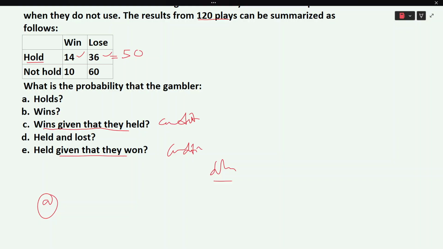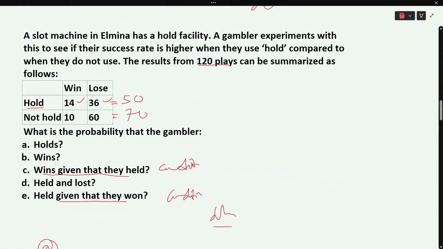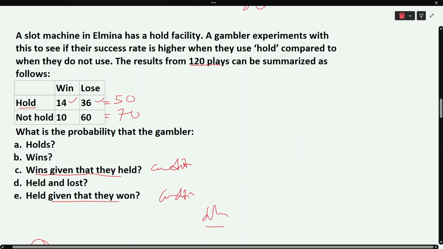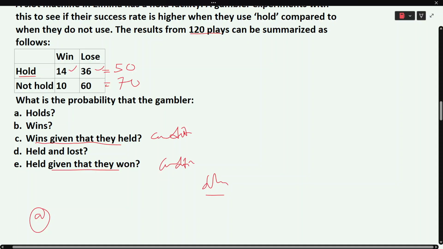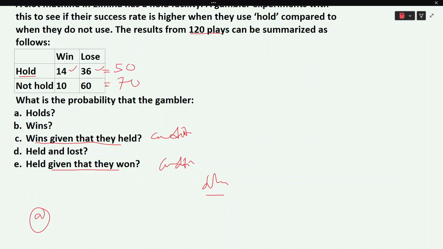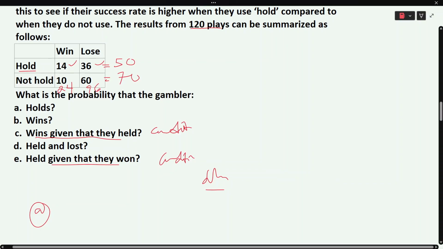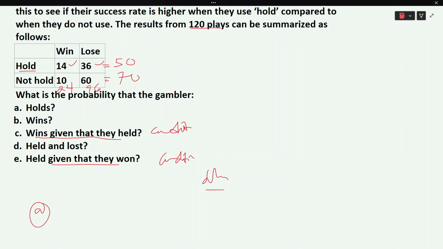And the total number of not hold is also 70, giving us a total of 120. Then you have to find the total number of wins. If you win, you can hold and win or not hold and win. So we have 14 plus 10, 24. Then 36 plus 60, also giving us 96. We add the 24 and the 96, also getting 120 as given.